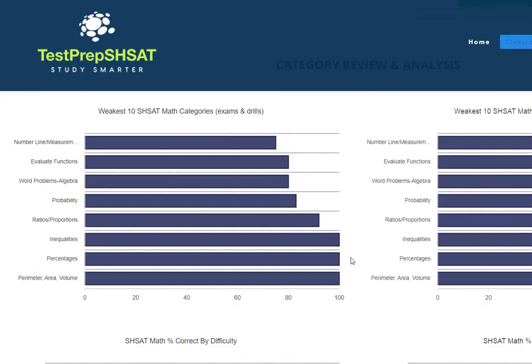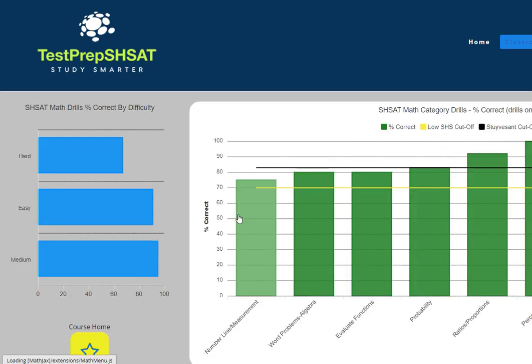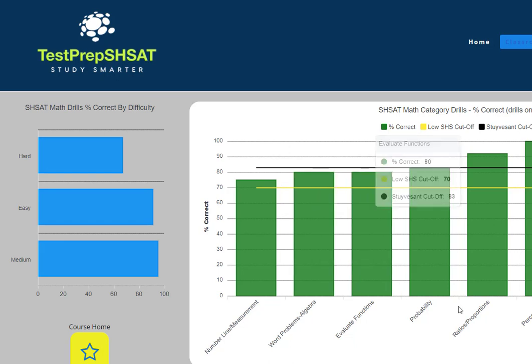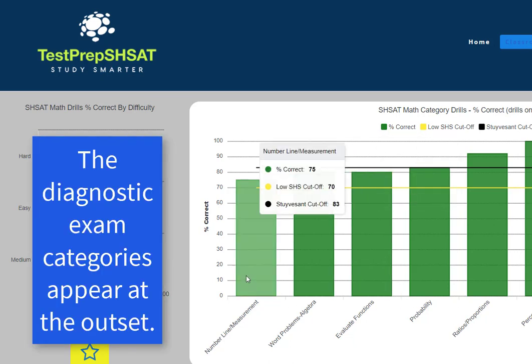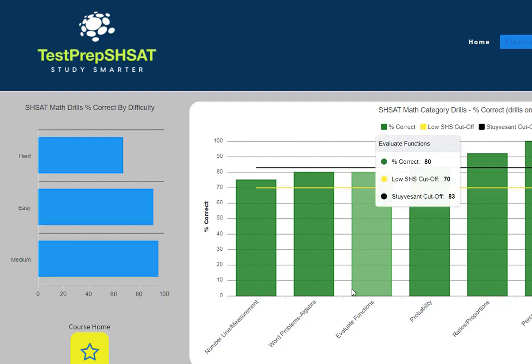So I want to jump to the next step. Just finished my math diagnostic. It's going to be the category drills right here, math category drills. This is where I'm going to go next. And I can see again how I'm doing by every math topic category. I have issues with number line measurements, word problems, algebra, evaluate functions. Not terrible because I scored very well on the math, but I need to improve those areas.